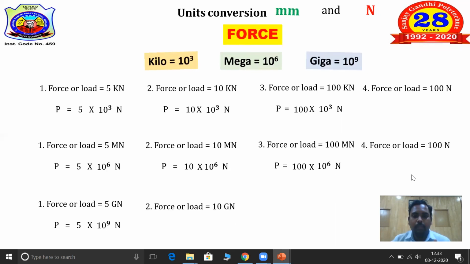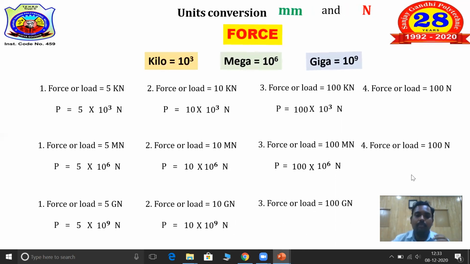I'll take one more example. Force or load equals 10 giganewton. So write P for load, equal as it is, 10 as it is. In between 10 and giga, there is nothing, so I'll put a multiplication symbol. Giga is nothing but 10 power 9 and Newton as it is. I'll take one more example. Force or load equals 100 giganewton. P in place of load, equal as it is, 100 into 10 power 9 Newton.